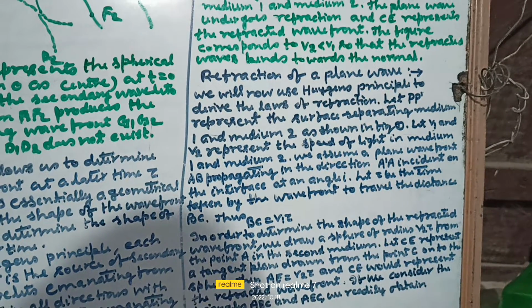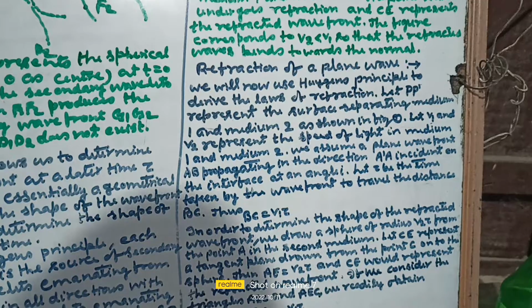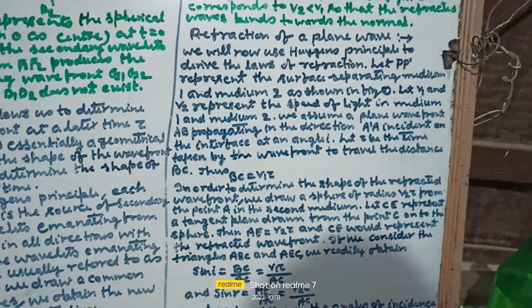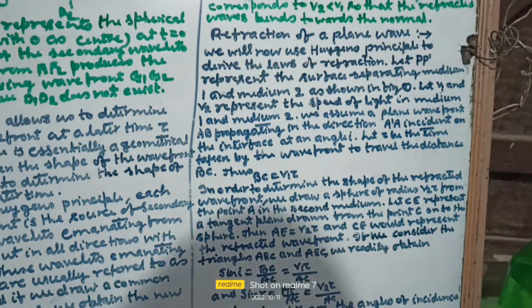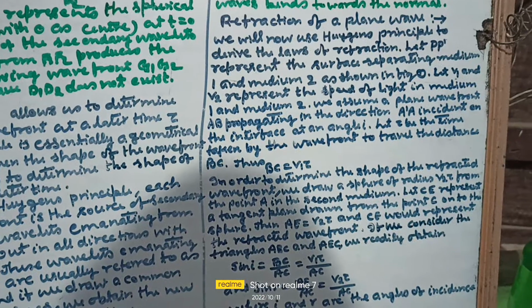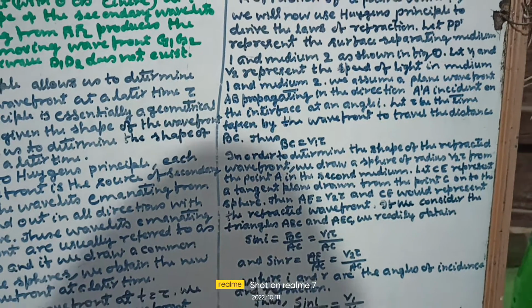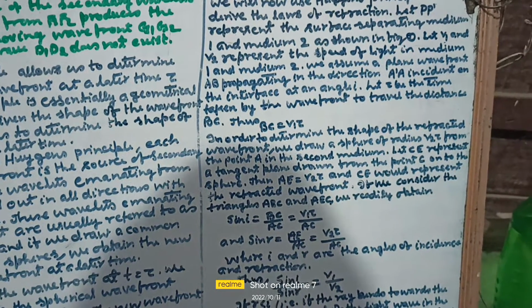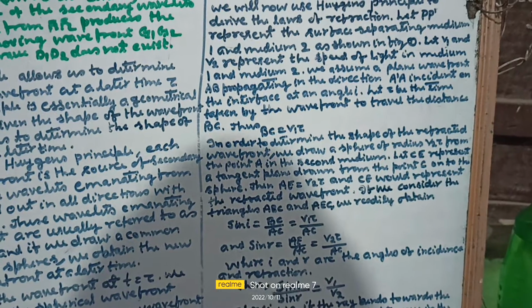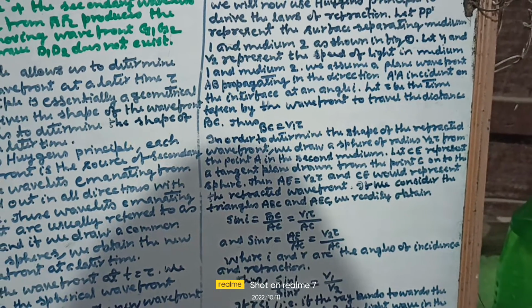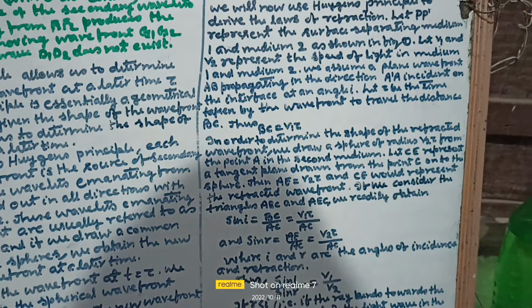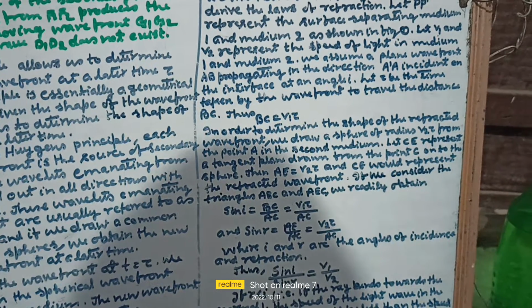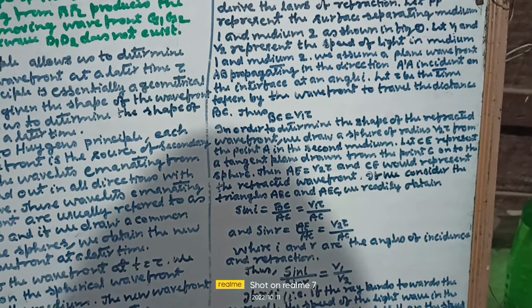Let v1 and v2 represent the speed of light in medium 1 and medium 2. We assume a plane wavefront incident on the interface at an angle i. Let tau be the time taken by the wavefront to travel the distance BC. Thus BC = v1 tau. In order to determine the shape of the refracted wavefront, we draw a sphere of radius v2 tau from the point A in the second medium. Let CE represent a tangent plane drawn from the point C onto the sphere. Then AE = v2 tau and CE would represent the refracted wavefront.